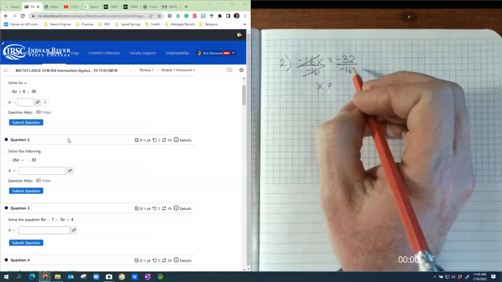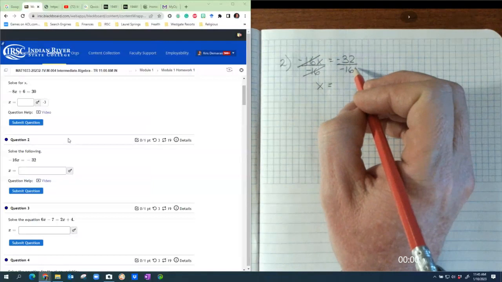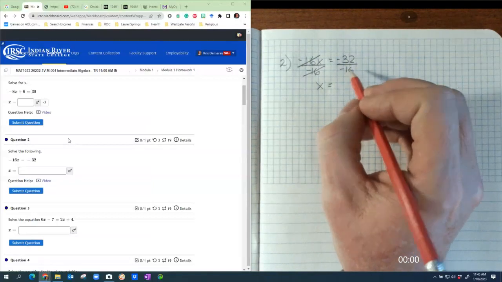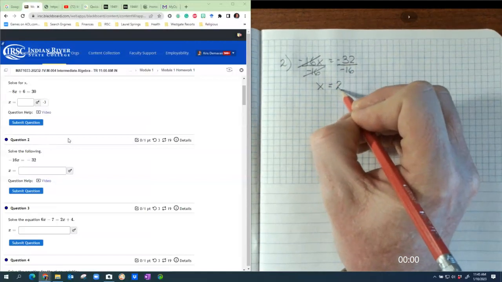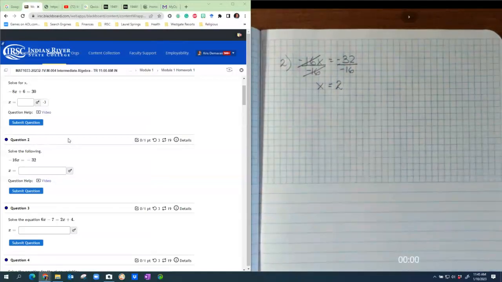If I can't do it mentally, I can use a calculator. You're more than welcome to. However, negative 32 divided by negative 16 is positive 2. All right, and that is the answer that we're looking for. We're done with that question. And now I'm going to reveal the answer by showing you the answer key, which is right here.